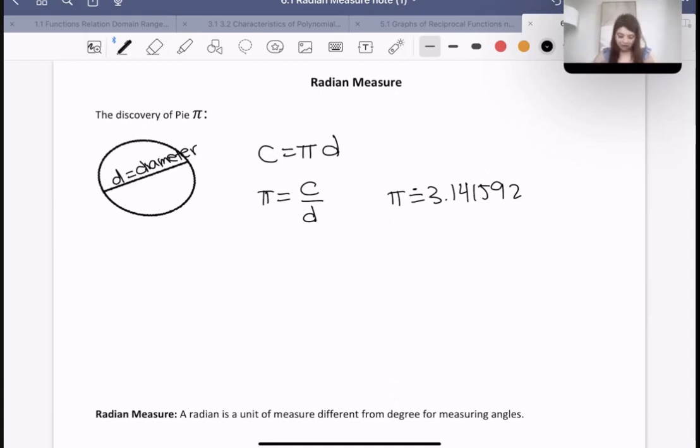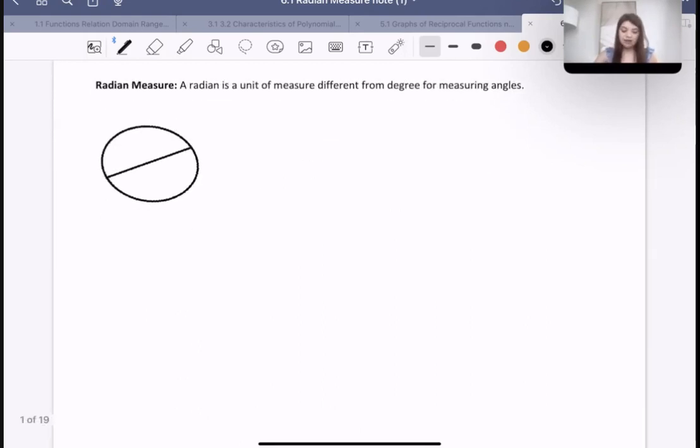Okay, let's talk about radian measure. So a radian is a unit measure of different angles, okay? So when it comes to the circumference, again, we know the circumference is pi times the diameter, which is the same as 2 pi r. You may have been taught that circumference is pi d or that circumference is 2 pi r, and either one is the same because we know that 2 times the radius is the diameter because the diameter is just two radiuses together.